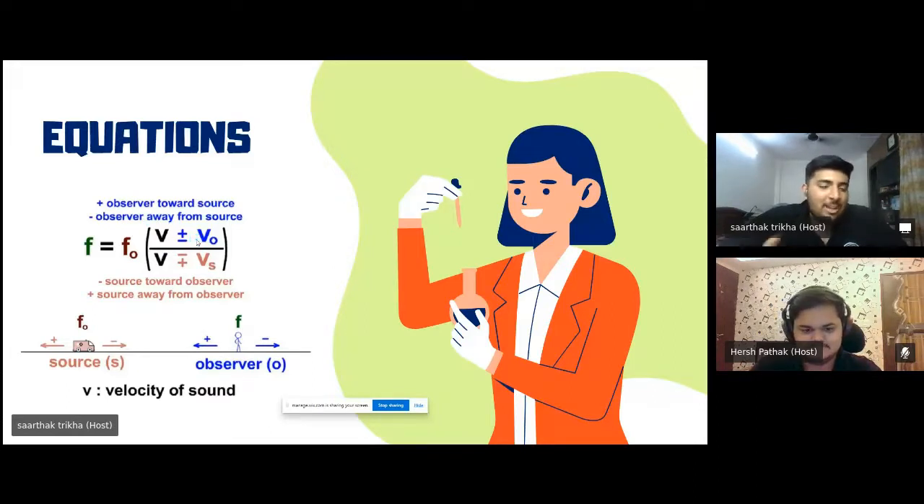If you're facing an upward shift, you are facing high frequency, so plus would be in the numerator and minus would be in the denominator, and vice versa for the downward shift. You can note this if you want to.